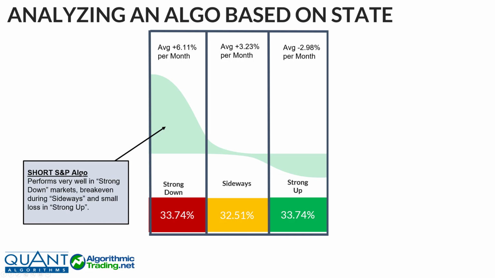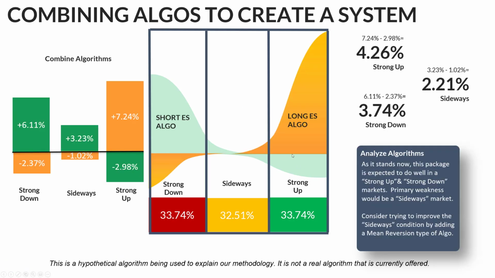But I take the short algo, and now I run it through this same analysis, and I say, how does it do on average in strong down, sideways, and strong up? And now you probably can kind of see where I'm going with this. Because then what I do is I add them together. So I take the long S&P algo and the short S&P algo, and I add them together to figure out if I trade both of these together, what's the performance that I might expect. And that's what this is trying to summarize.